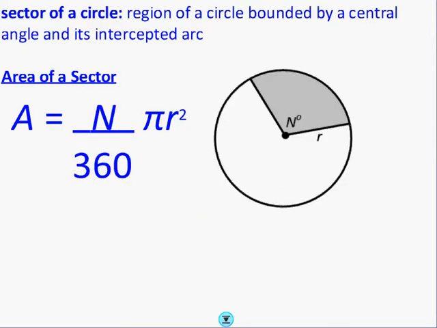Okay, now in this section we're also going to look at sectors of a circle and segments of a circle. And a sector is simply, I would say, a slice of pie. It's between an arc and the central angle there. Okay, the area of the sector is simply going to be n over 360, where n is the angle at the center of the circle, times pi r squared.